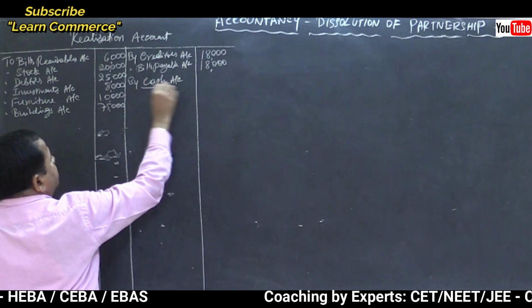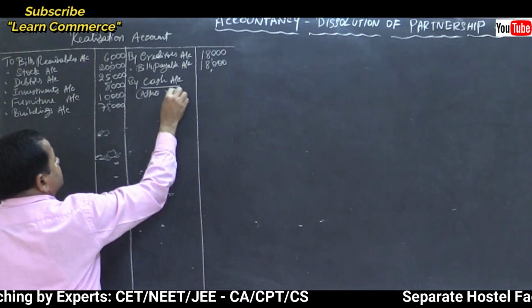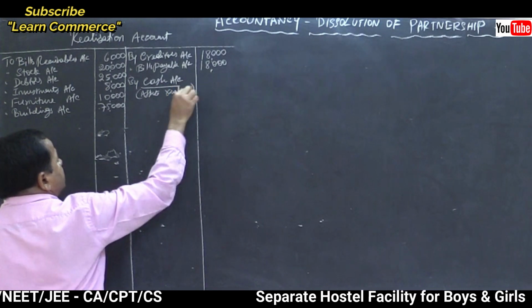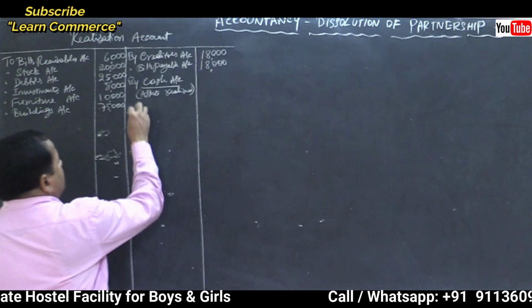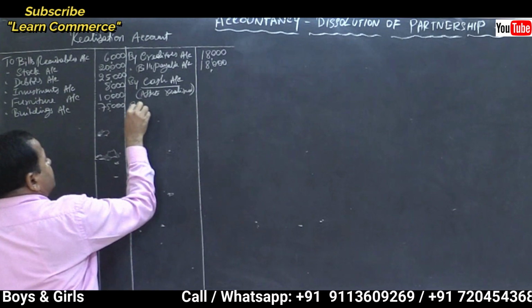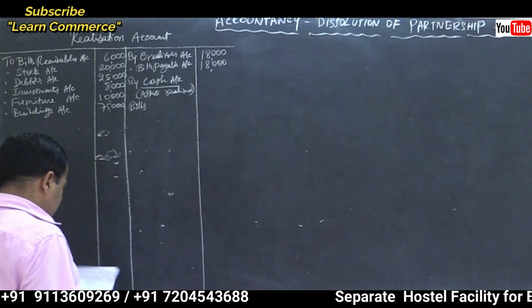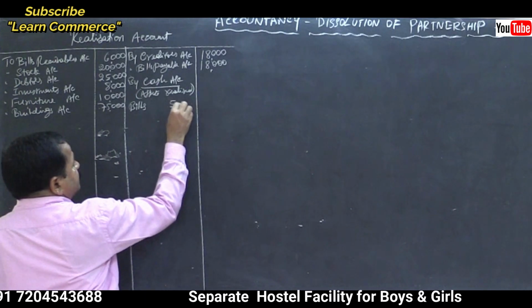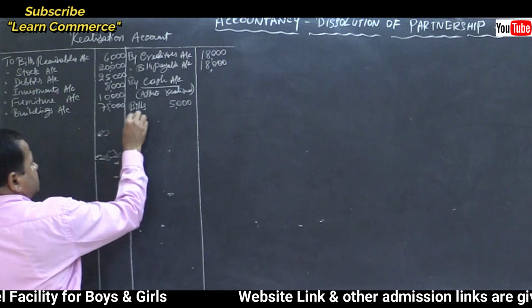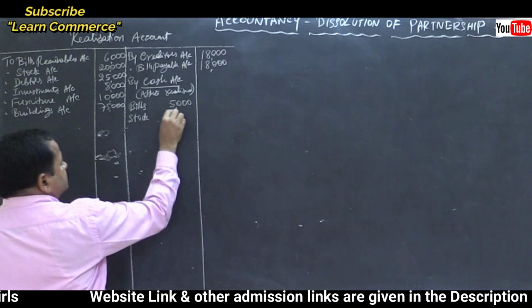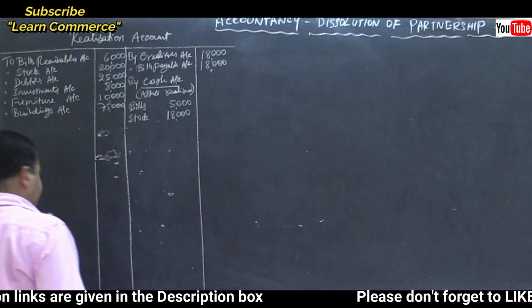So cash account debtor to realization account, assets realized. Write within bracket, assets realized. Write one by one. Bills receivable 5,000. Now refer only the adjustment part. If nothing is mentioned in adjustment part, then see the balance sheet. Bills receivable 5,000. Stock 18,000. Furniture 8,000.